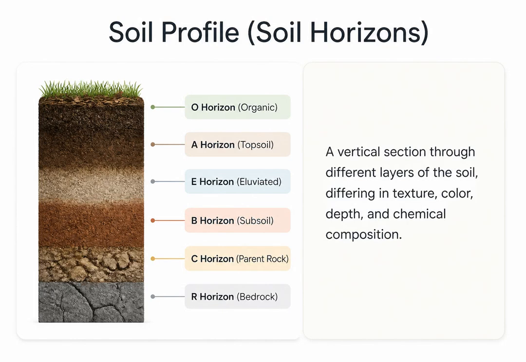Now, if you were to dig a deep trench into the ground, you would see a vertical section of different layers, known as a soil profile. Each of these layers, called a horizon, runs parallel to the surface and differs in texture, color, depth, and chemical composition. Let's break down these horizons from the surface all the way down to the solid rock.